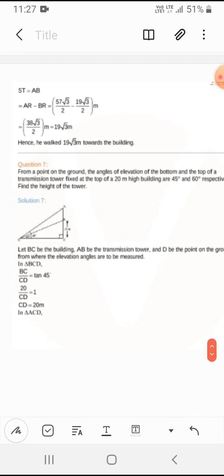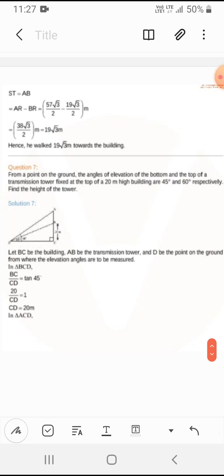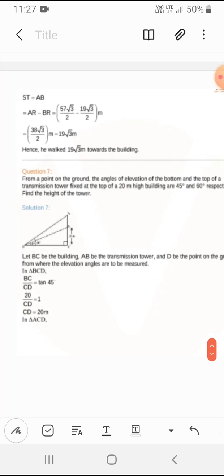So the next question they have given is, from a point on the ground the angle of elevation of the bottom and the top of a transmitter tower fixed at the top of a 20 meter high building. So it is 20 meter, and they have given two angles, that is 45 and 60 degrees respectively. Find the height of the tower. So let's take like this, two angles, and they have given only the 20 meter height of the building.